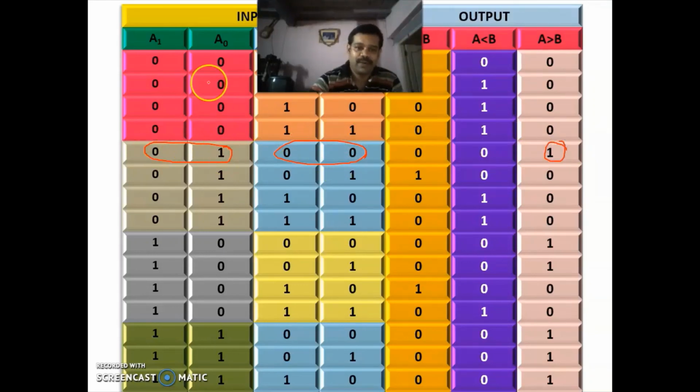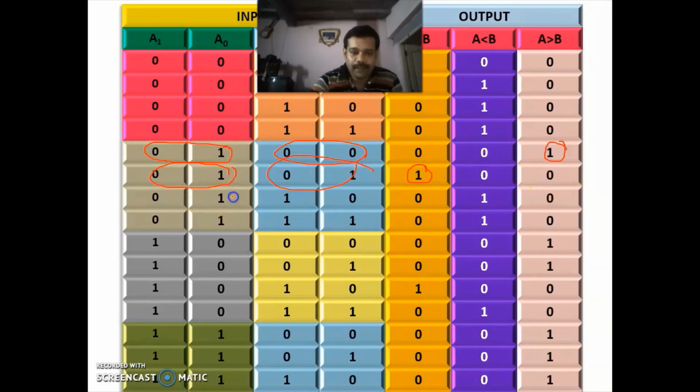Okay, 0, 1 means this is A. This 0, 0 is B. So A is greater than B. So we are putting 1 in the place of A greater than B. Then we are comparing 0, 1 with 0, 1. So here both are equal. So we are putting 1 in the place of A equal to B, and we are putting 0 in the place of A less than B and A greater than B.